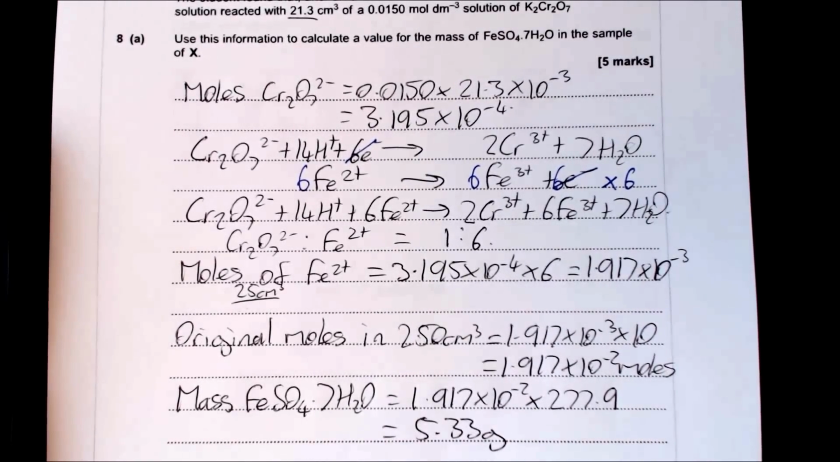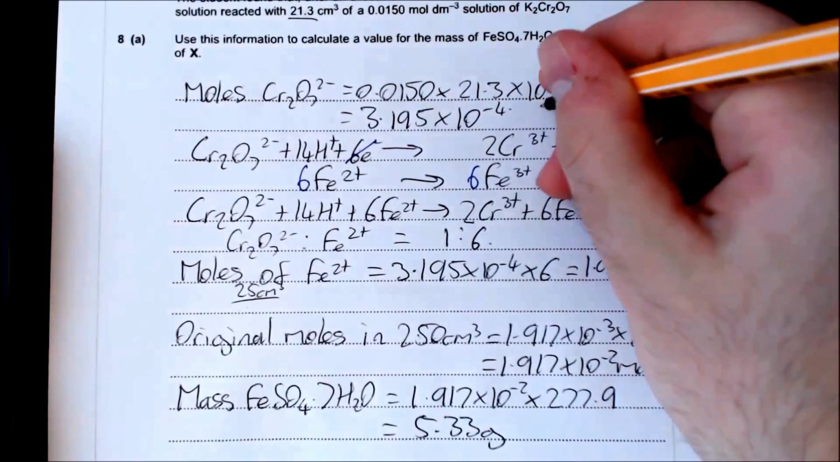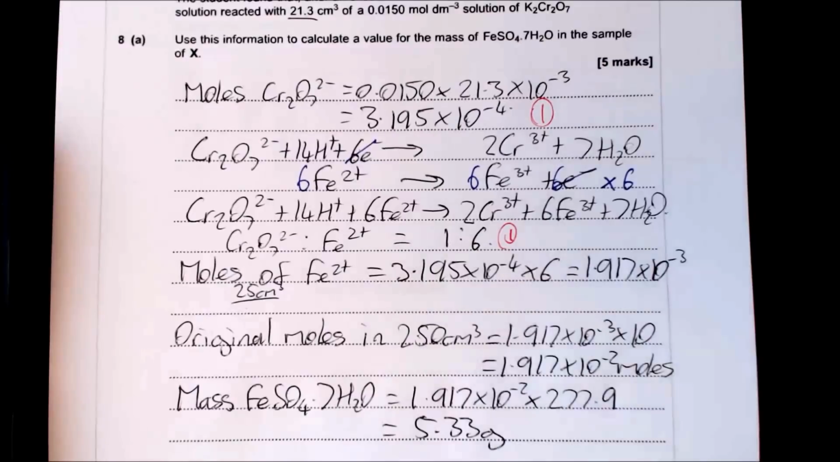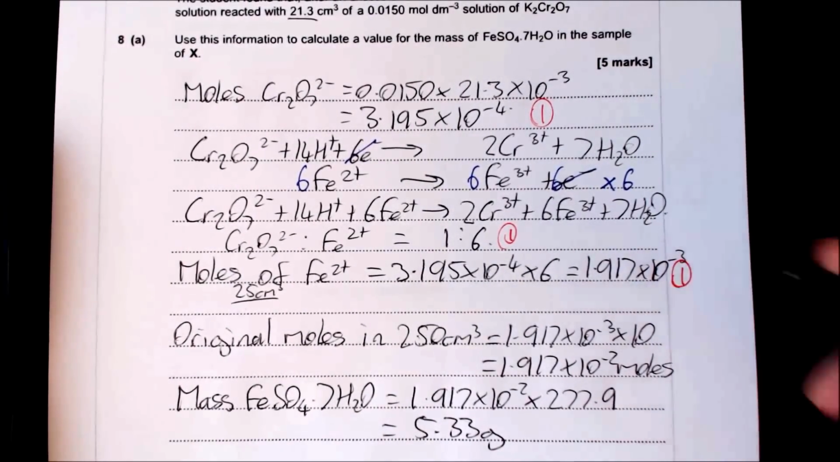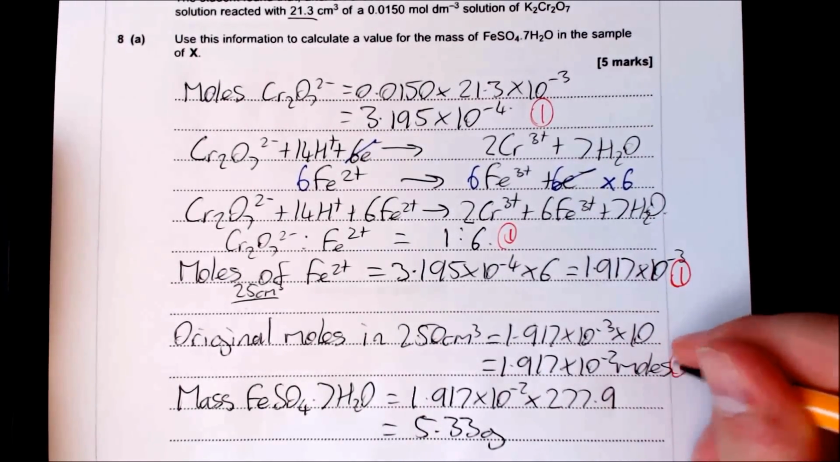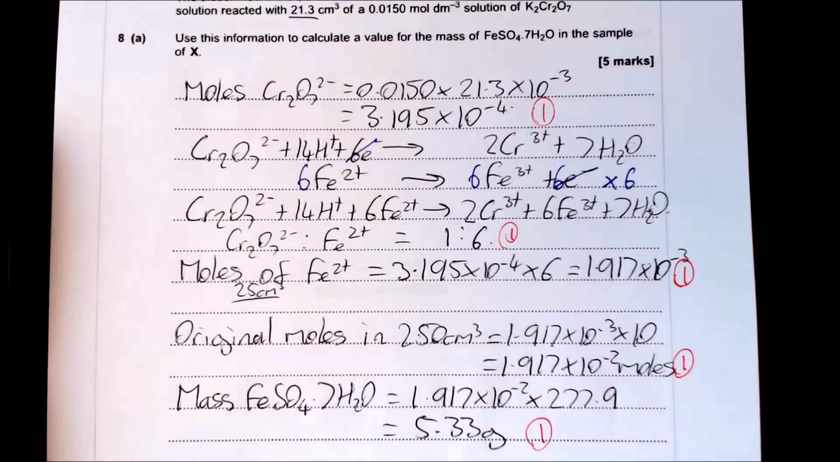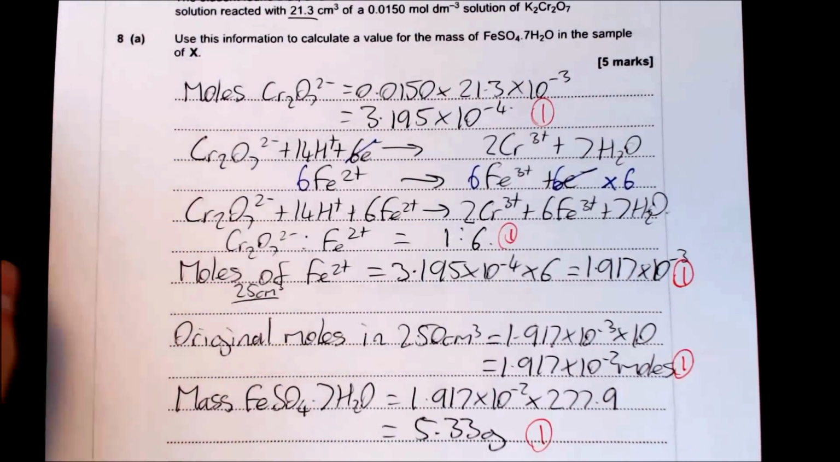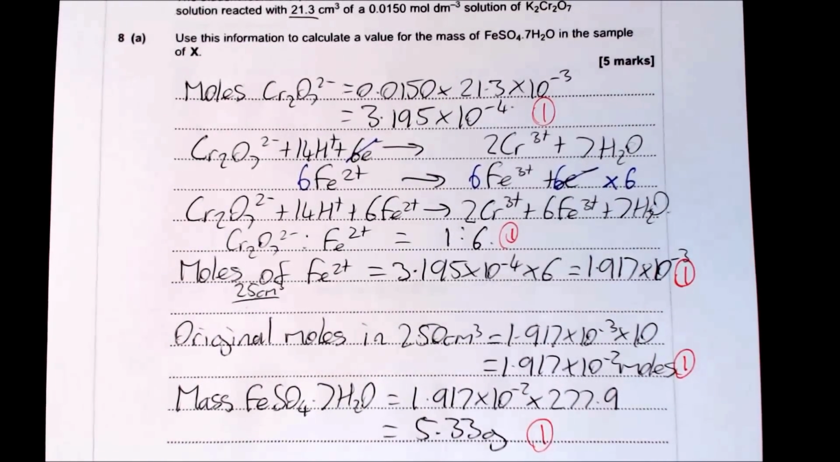So you actually get 1 mark for working out this bit. And you get 1 mark for actually stating the ratio as 1 to 6. You get 1 mark for then working out the number of moles of Fe2+. You get a mark for working out the original number of moles, and then obviously 1 for your final mass, which would all add up to 5 marks. So not a bad set of marks there. They are quite common, these titration calculations, so it's worth getting plenty of practice in with them.